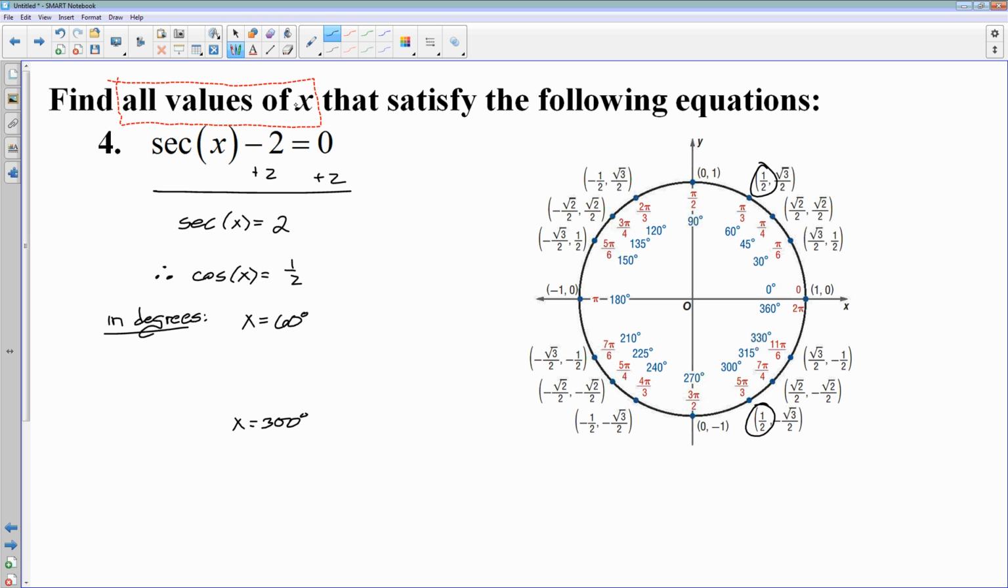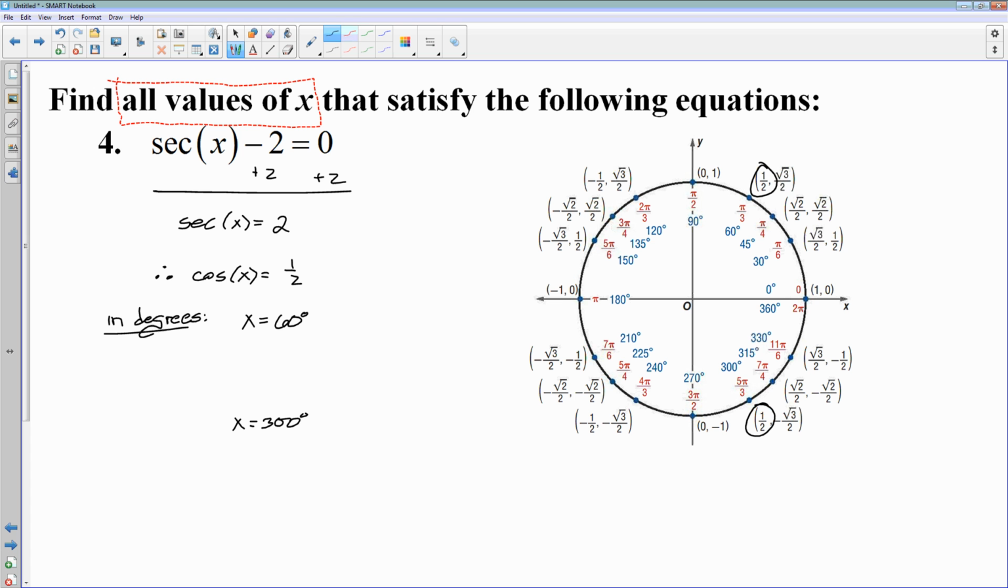It says find all values of x that satisfy this equation. We only gave the answers between 0 and 360. There's no other coordinates on the unit circle from 0 to 360 that have those x coordinates. There is, however, a way we can get more answers if we go around the circle more than once.